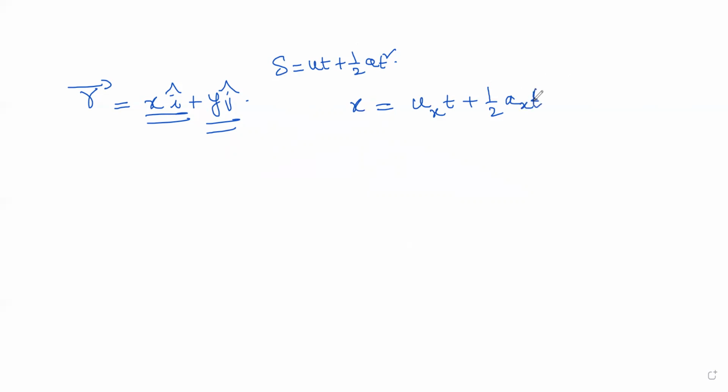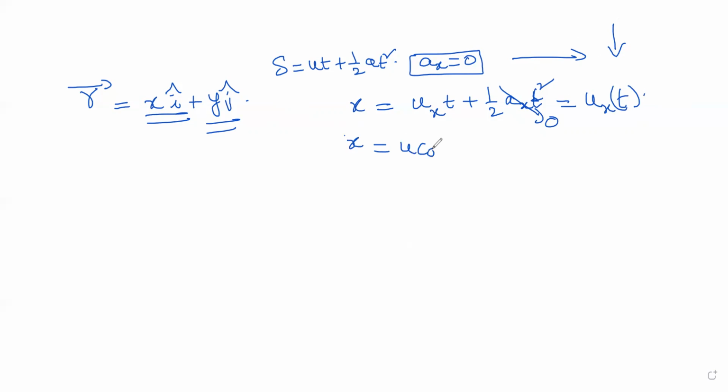Right. So half ax t square is what you have. ax is equal to 0. I told you, in the horizontal direction you don't have any acceleration, because gravity will not act horizontally, it will act only vertically. So ax equal to 0, and ux times t is what you have. So x is u cos theta times t.